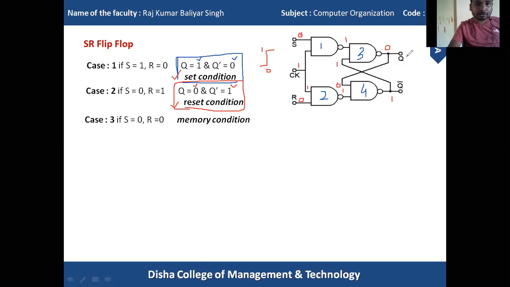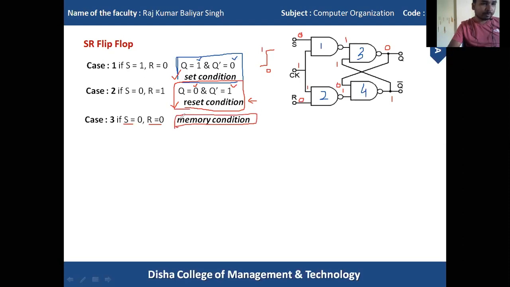See, Q equals 0 and Q-not equals 1. You are getting the state from before this procedure. At what condition is Q equals 0 and Q-not equals 1? It is the reset condition. That means when S equals 0 and R equals 0, we are not getting a new state or new condition. Rather, we are getting the previous condition, and the previous condition remains inside the circuit. Clear? So this is called the memory condition.